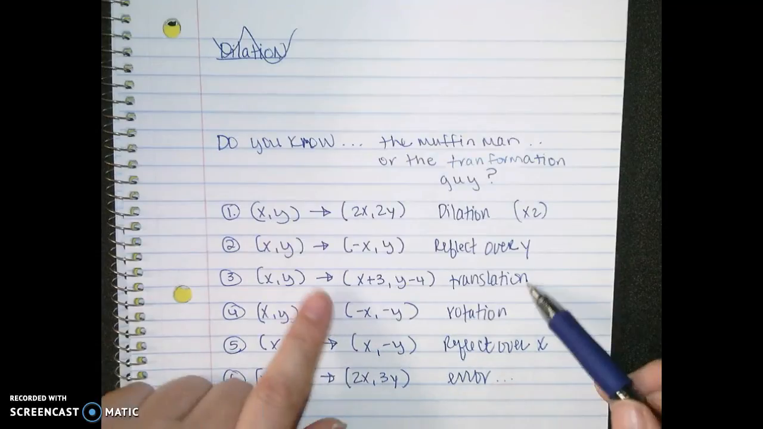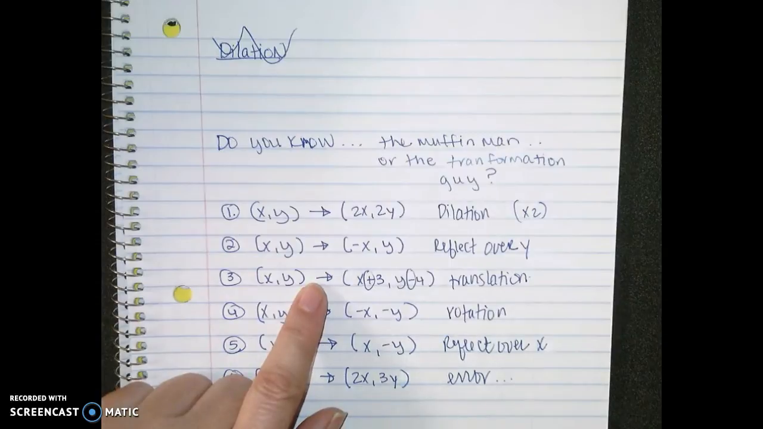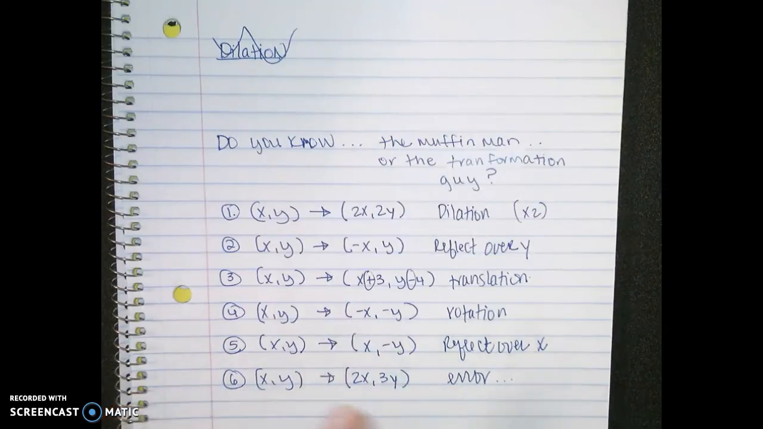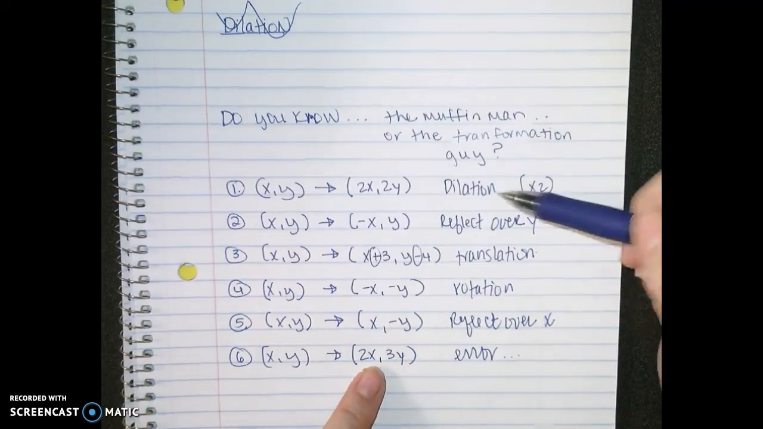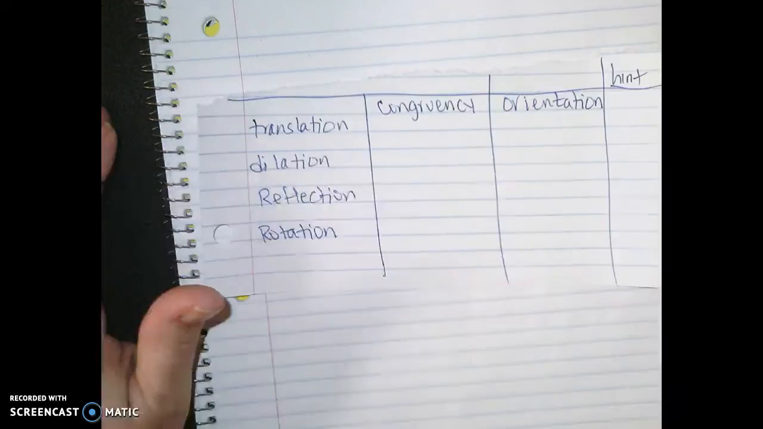Now this one appears to be translation, and I can prove it. Add and subtract are all translations. Rotation here. Remember, flip, don't flip. This is don't, and they're both negative. Now, what about this one? That is an error. I did that on purpose to see what you knew. In order to do dilation, you've got to use the same number. You can't pick and choose different numbers. That is an error.